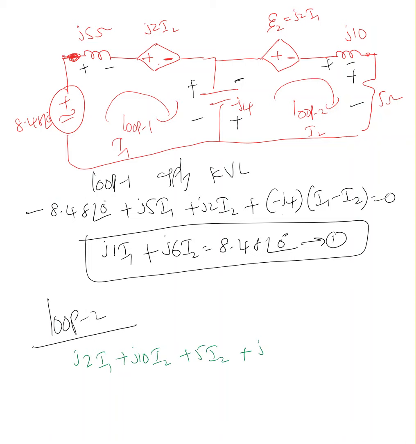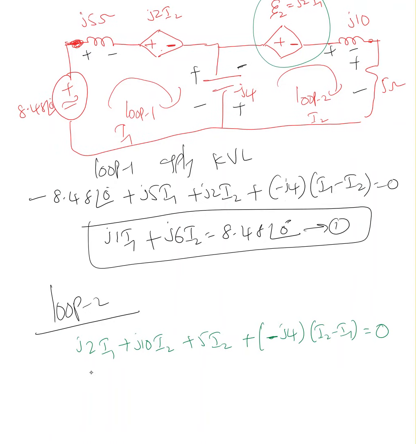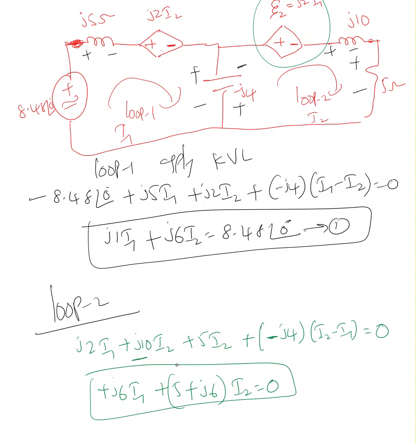or I can say plus minus J4 I2 minus I1 equal to 0. So I included everything. The mutual inductance is right here. If I simplify this, J2 I1 plus J4, so plus J6 I1, plus 5 plus J10 and minus J4, so 5 plus J6 I2 equal to 0. So here is my second equation.